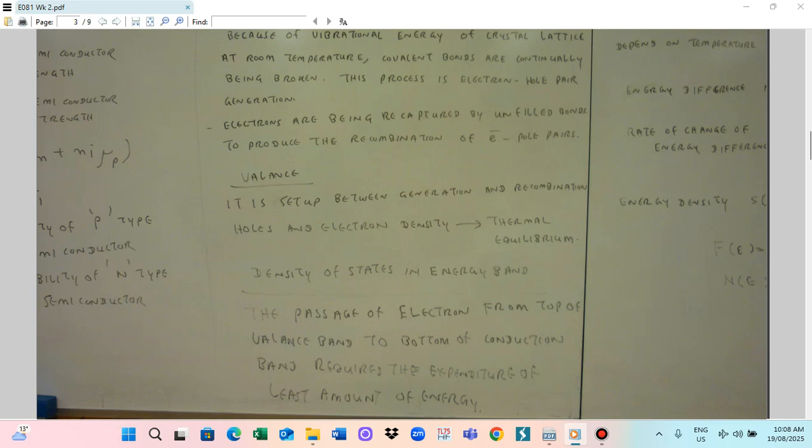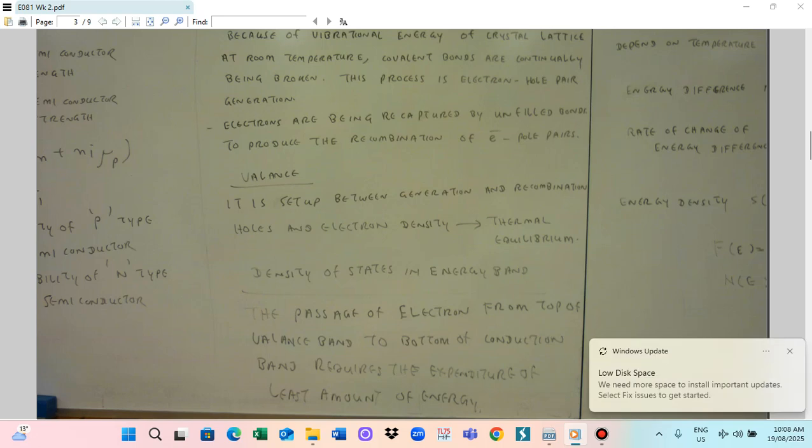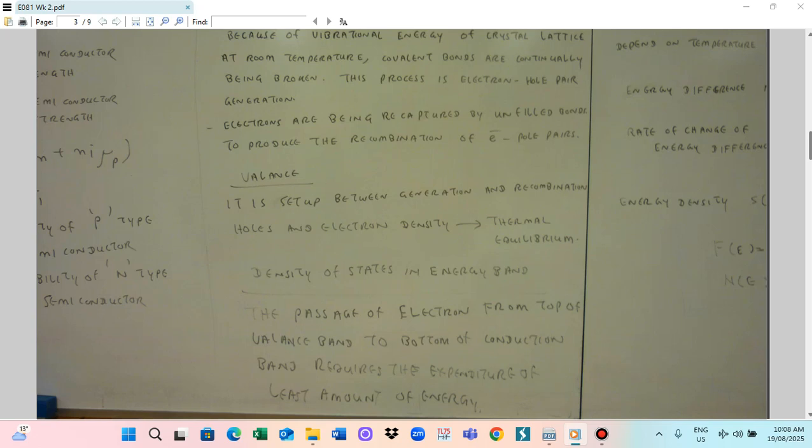So this means that the passing of an electron from the top of the valence band to the bottom of the conduction band requires the expenditure of this amount of energy.